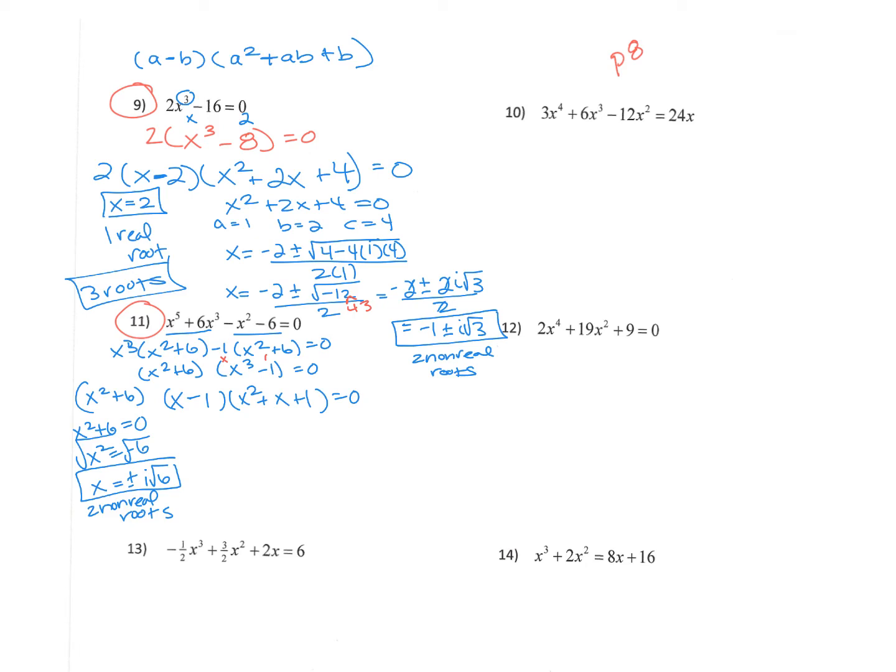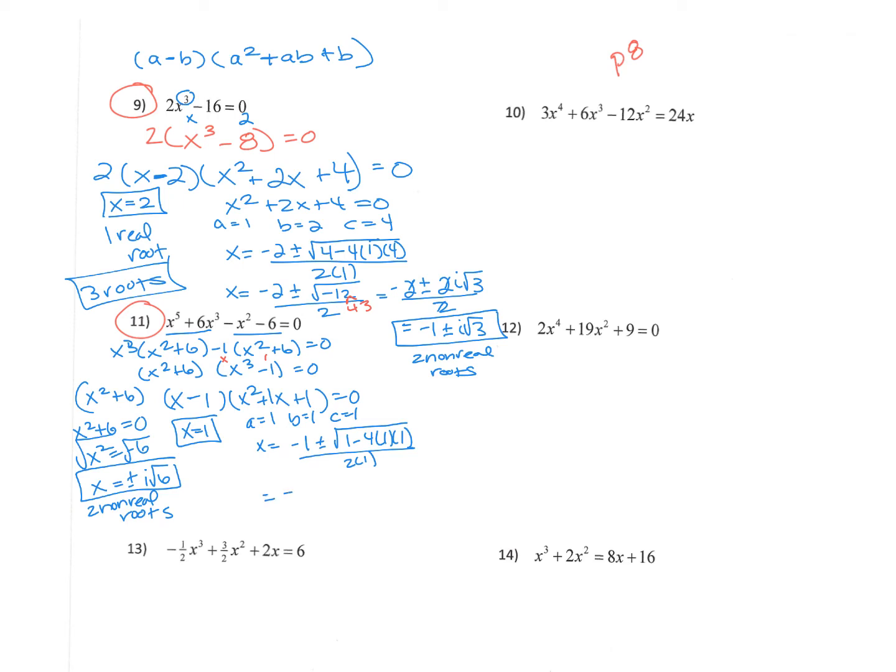x minus 1 equals 0 just gives me x equals 1. And then x squared plus x plus 1 does not factor. So I either need to complete the square or use the quadratic formula. So let's use the quadratic formula, mainly because my b is 1, which is odd. So I tend not to like to work in fractions with complete the square if I don't have to. So a is 1, b is 1, c is 1. How fun. So my x is equal to negative b plus or minus the square root of b squared, which is 1, minus 4 times a times c, all over 2 times 1.